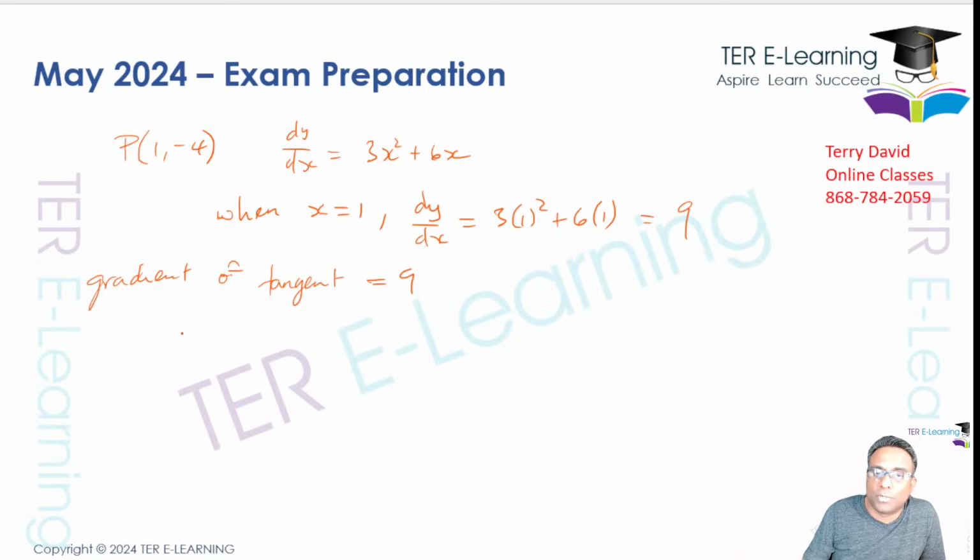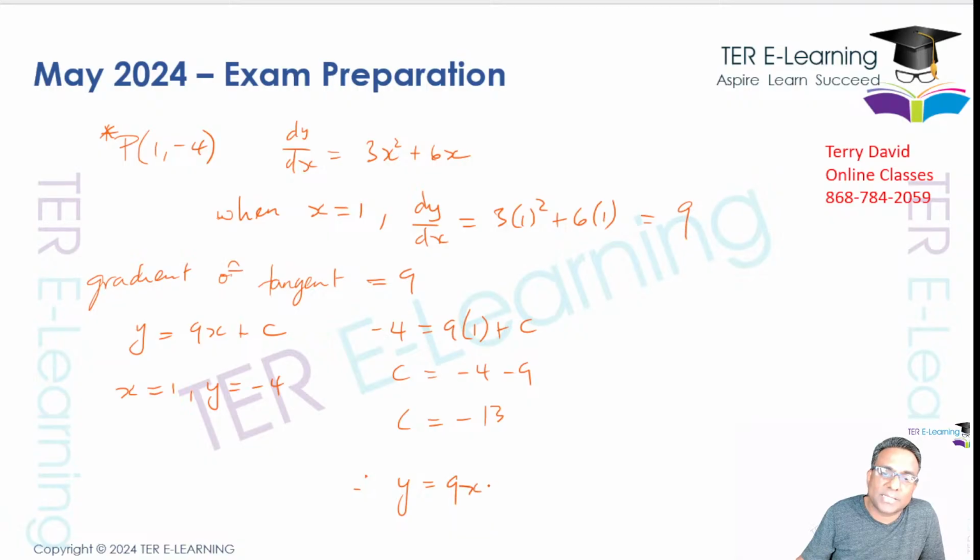Right, so therefore the equation of the tangent is y is equal to 9x plus c. And to figure out c, I'm going to use the point p in order to do that. So therefore x is 1, y is equal to minus 4, and in this case here, we're going to substitute. So you're going to get minus 4 is equal to 9 by 1 plus c. So therefore c is equal to minus 4 minus 9, so c is equal to minus 13. So therefore the equation of the tangent is y is equal to 9x minus 13.